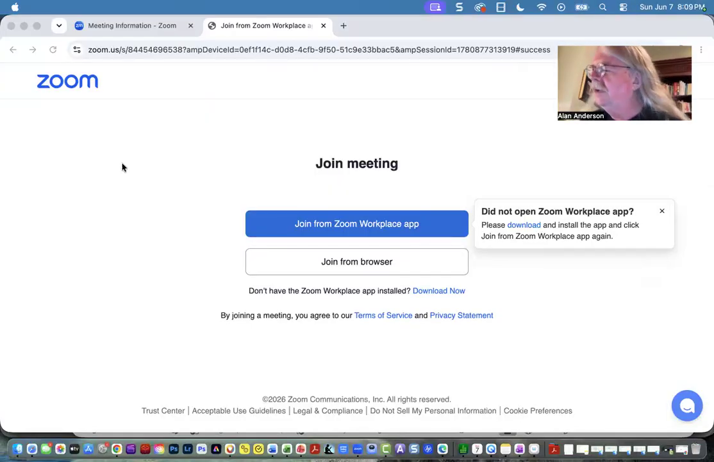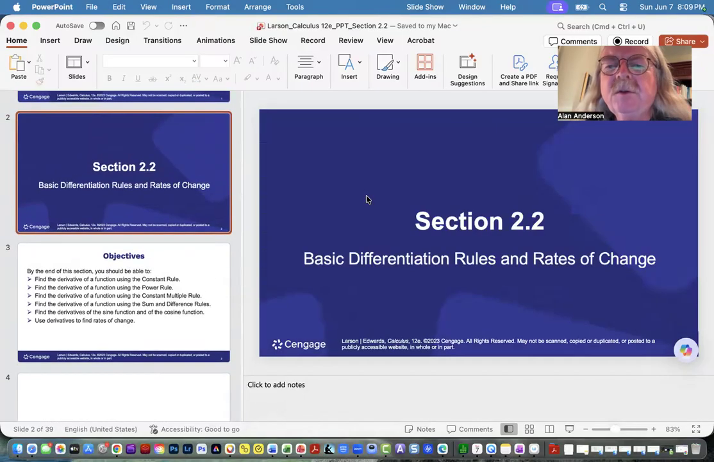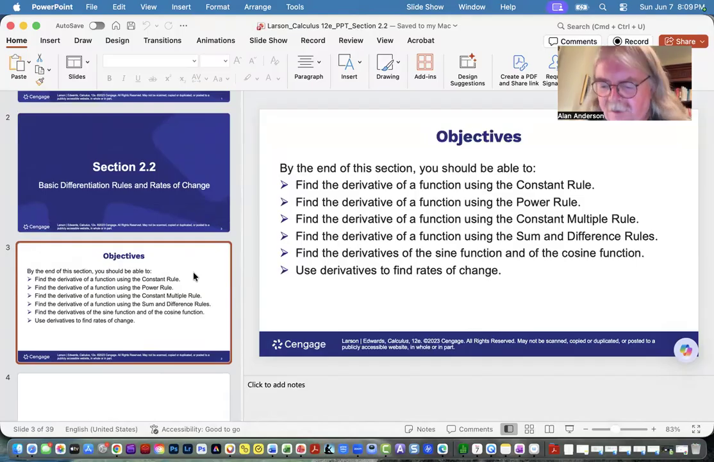Okay, so now we can pick up where we left off last time with our introduction to derivatives. And what I'd like to do is go back to the beginning of 2.2. We just barely started this. I want to start at the beginning so we can look at all these different rules that we need to know and get some practice with them.